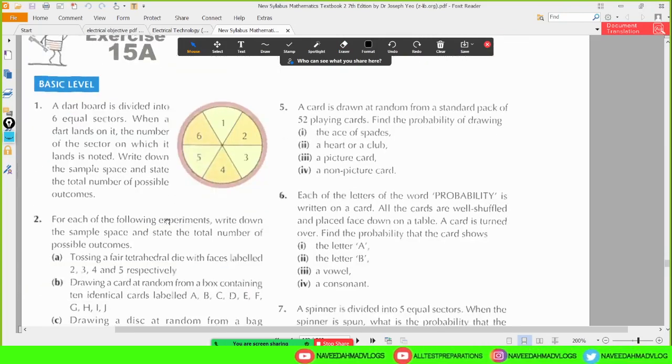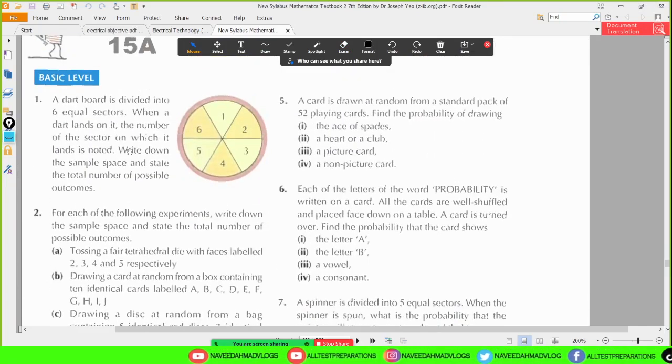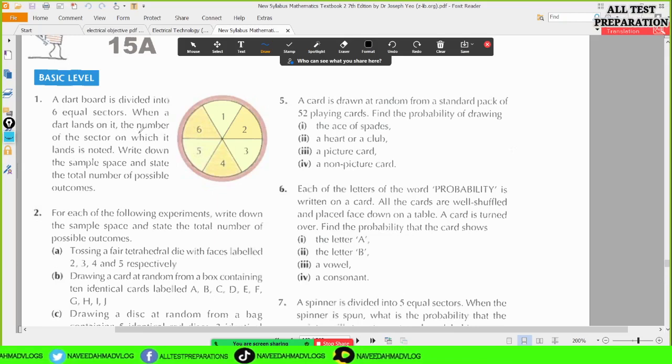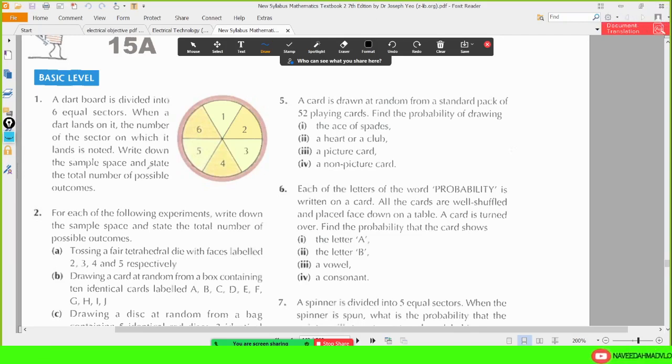अच्छा, in this case, question number 1: a dot board is divided into 6 equal sectors. When a dot lands on it, the number of the sector on which it lands is noted. Write down the sample space and state the total number of possible outcomes. So in this case, you will need to find the total number of possible outcomes. 6 सेक्टर्स में यहाँ पे हमें डिवाइड किया गया है.